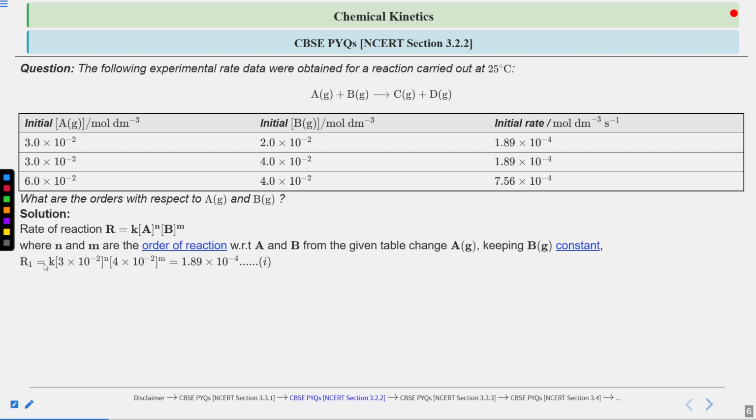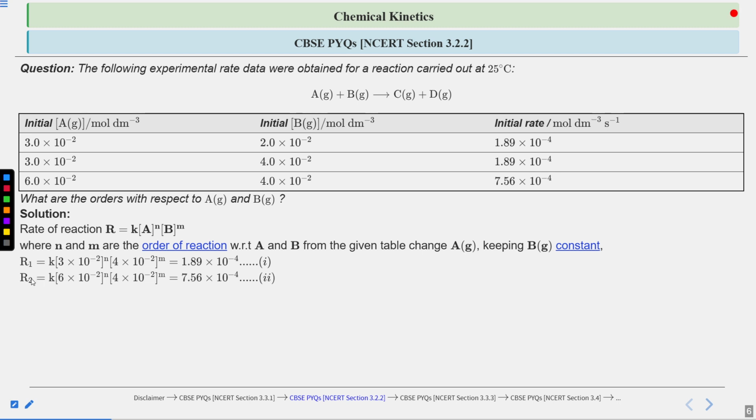So the R1 comes out as K times the A concentration, let's say initial one, 3 times 10 to the power minus 2 to the power N, times B concentration which we are taking as 4 times 10 to the power minus 2 to the power M. We have taken this from experiment 2. You can also apply this relation on experiment 1 or 3. So we are taking the B concentration as constant and changing the A concentration. The initial rate comes out as 1.89 times 10 to the power minus 4, right? Let's suppose this is the first equation.